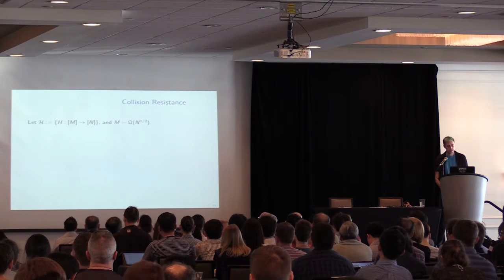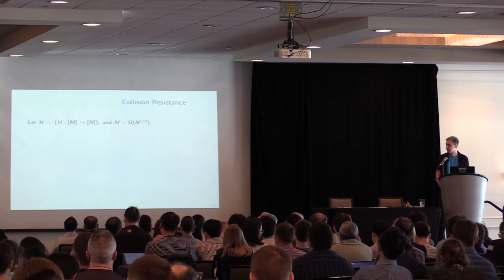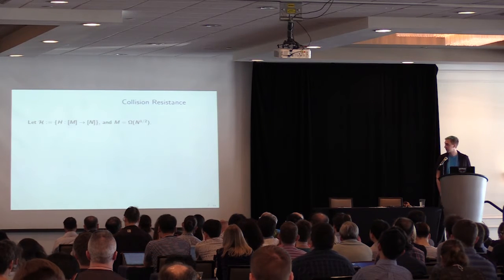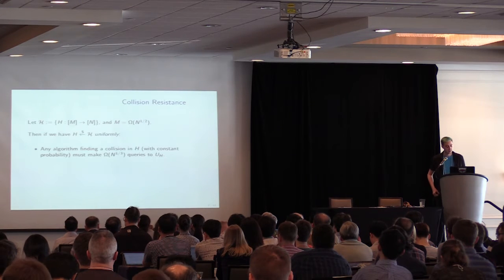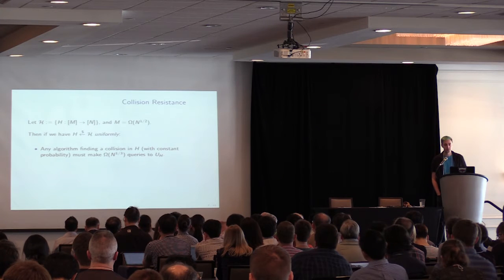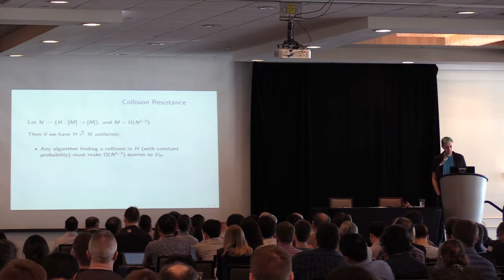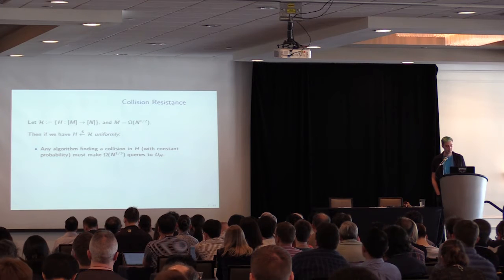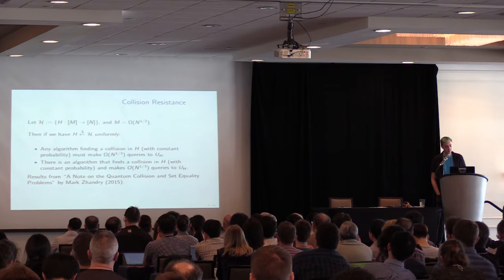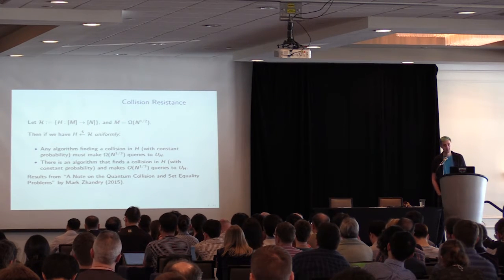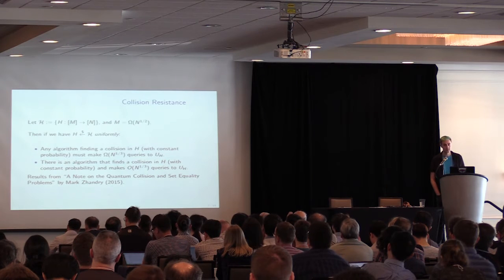So thinking about the collision resistance of a hash function in terms of hash function queries, as long as our domain is sufficiently large, we can guarantee that there probably will be collisions. And if we consider a totally uniform hash function, then we know that any algorithm that finds a collision in H with constant probability must be making about n to the 1/3 queries to the unitary. And in fact, there is an algorithm that does it in roughly n to the 1/3 queries.